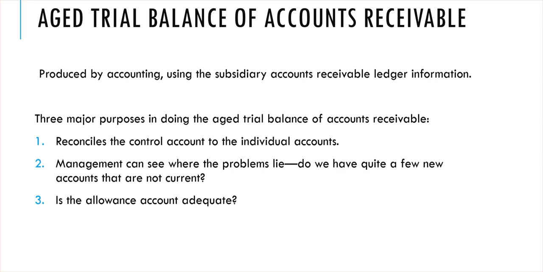Are they doing a good job in turning away the applications for credit that they should be turning away? Are they accepting too many? And it also tells us if our allowance account, this thing that we accrue for at the end of an accounting period, is adequate.